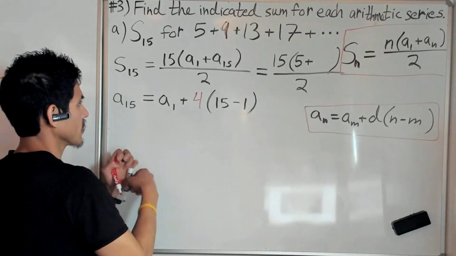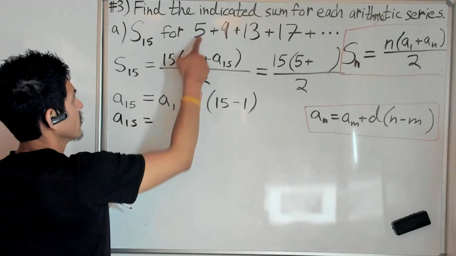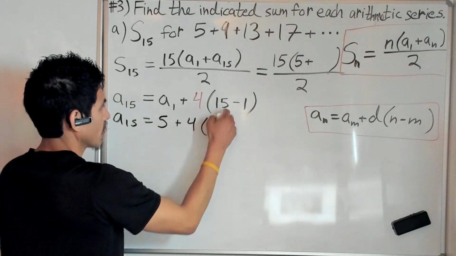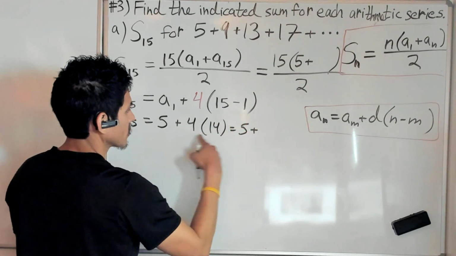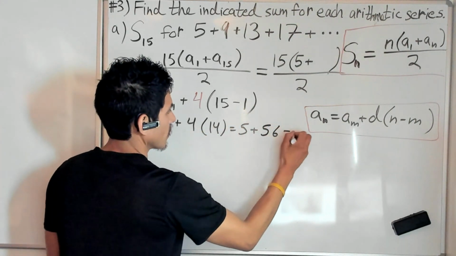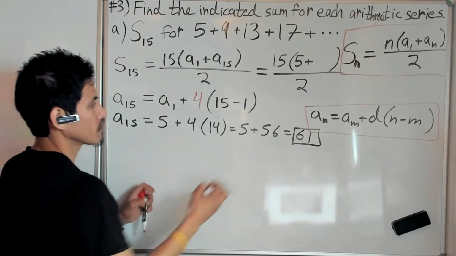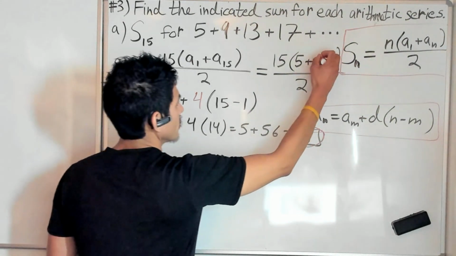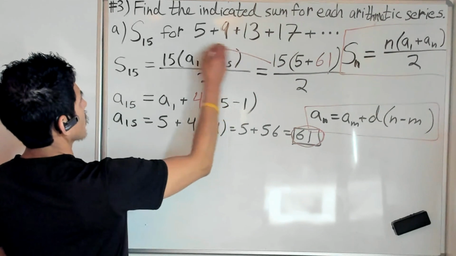So then we just evaluate this. A15 is going to be A1, which is 5, plus 4 times 14, or 5 plus 56, which will be 61. And so 61 is going to go in here. And then we just evaluate this.